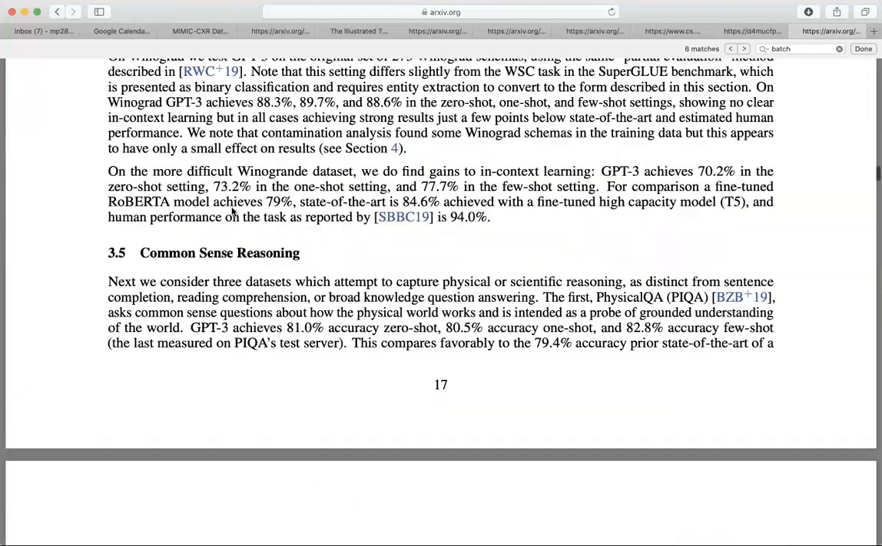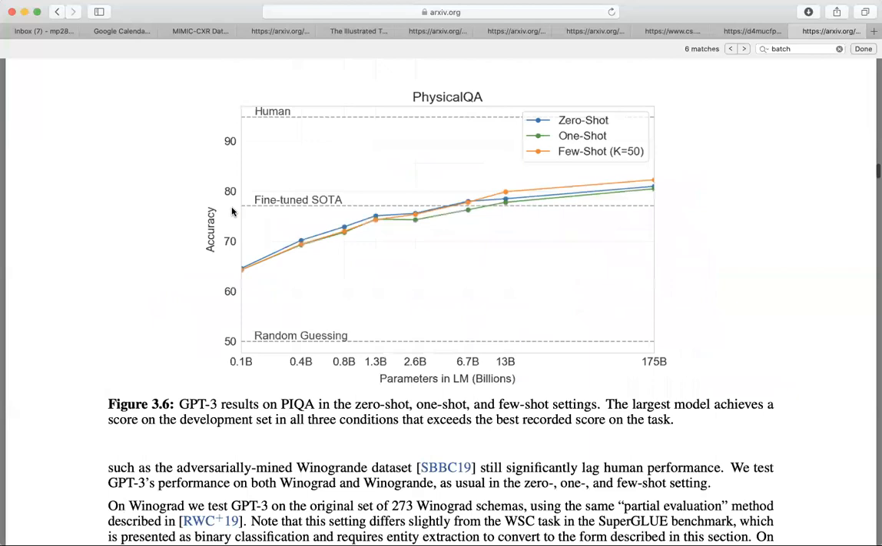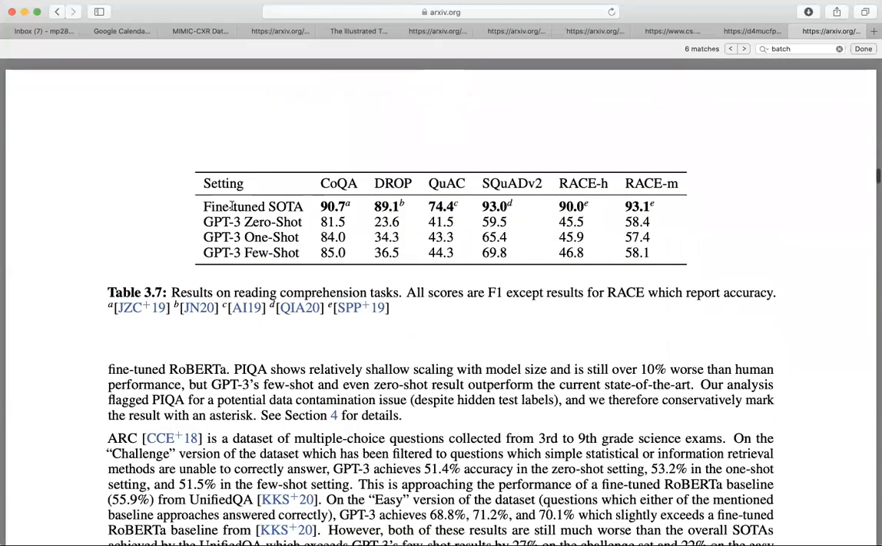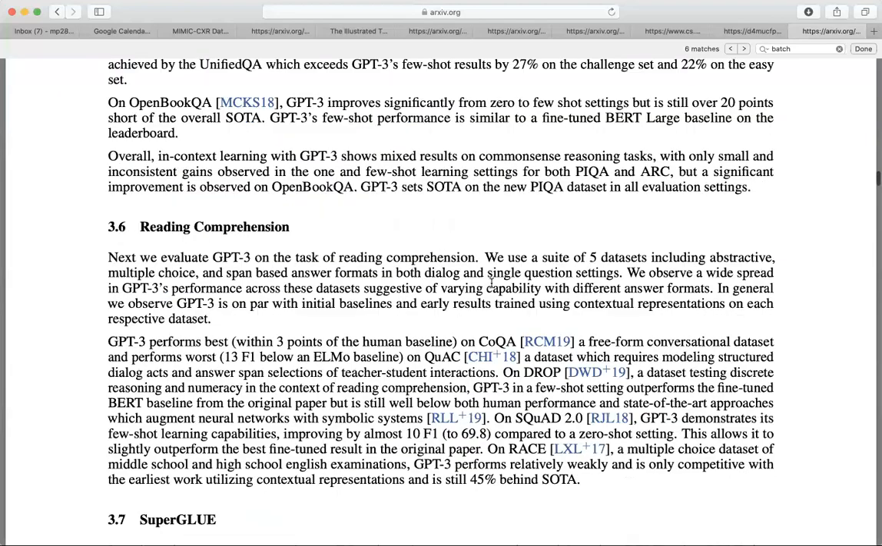So again, a lot of results follow. Do they have SQuAD? They do have SQuAD. So SQuAD 2, fine-tuned SOTA is 93%, GPT-3 few-shot 70%. So there's still some room to catch up. And yeah.